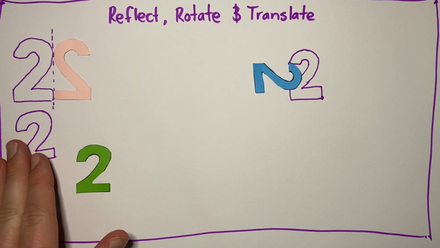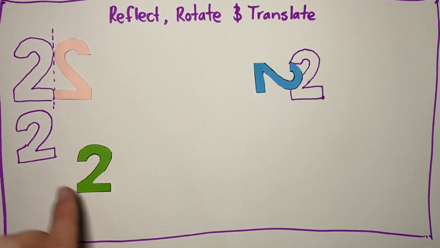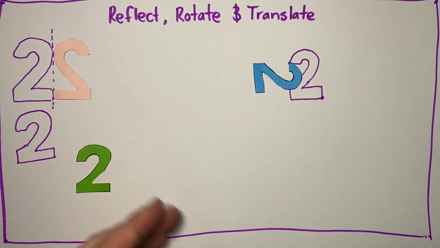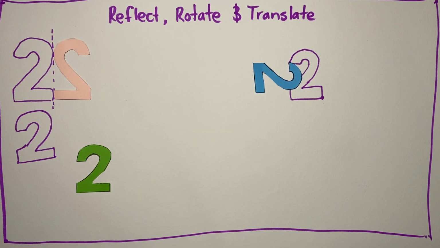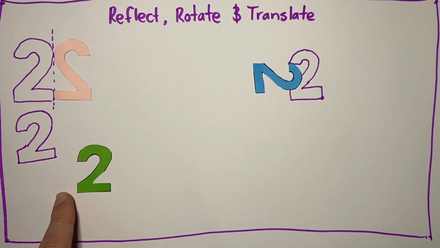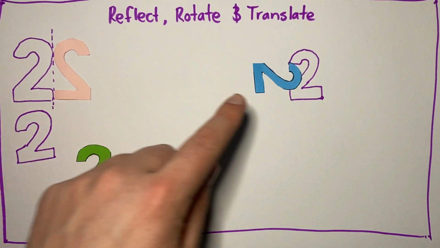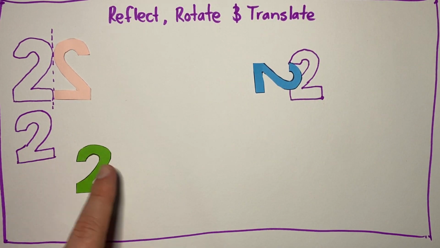I've moved the 2 from one place to another. It's still the same 2. It's just in a different spot, okay? It's like our language. It's the same words, and what we're trying to communicate is the same. It's just in a different language. So translation. So here we have reflection, rotation, and translation.